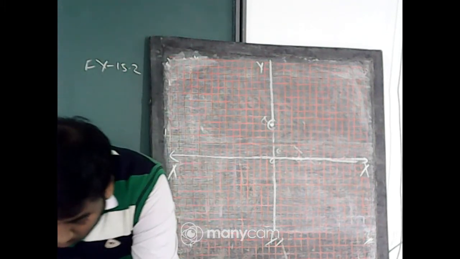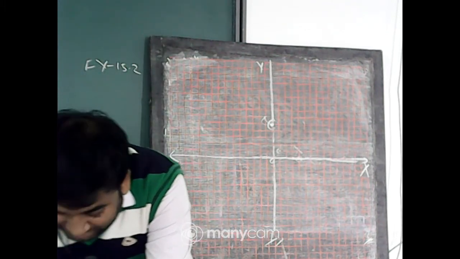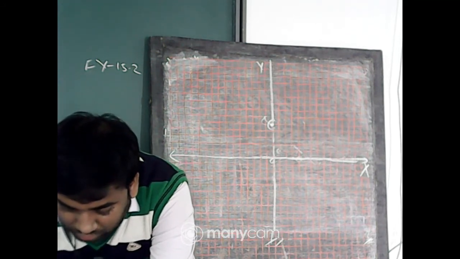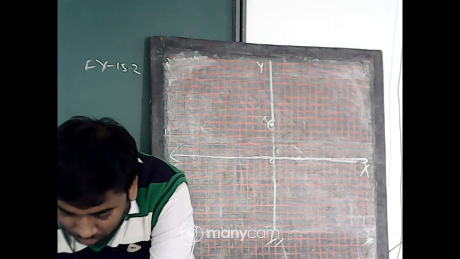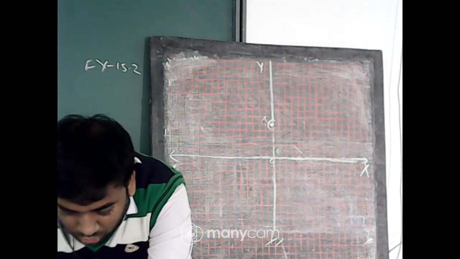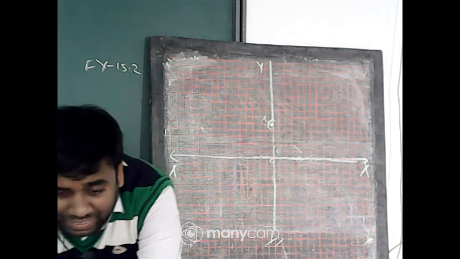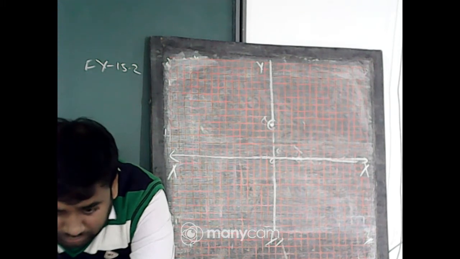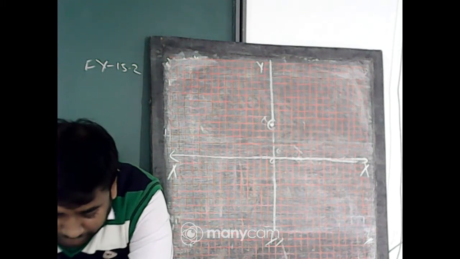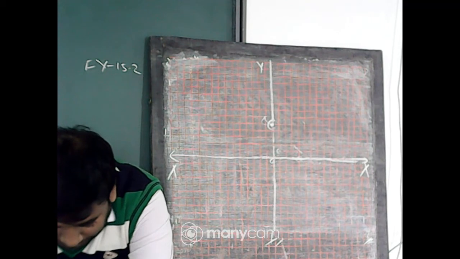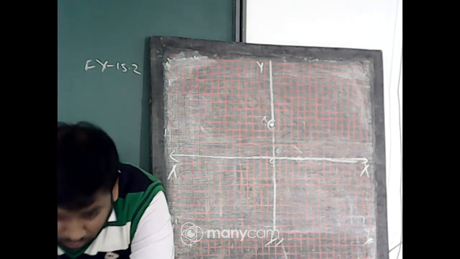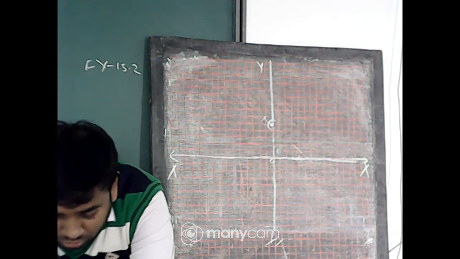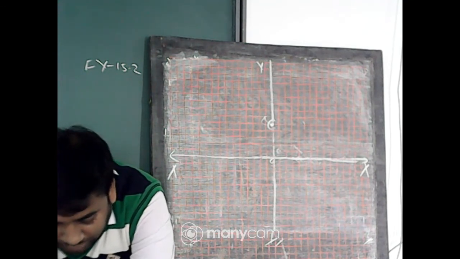The question is: write the coordinates of each vertex of this adjoining figure. First of all, O is (0, 0). Point A, tell me quickly. A is (2, 0), very good. B is (2, 3). Okay. C, what is the coordinate of C? (0, 3). Yes, very good.